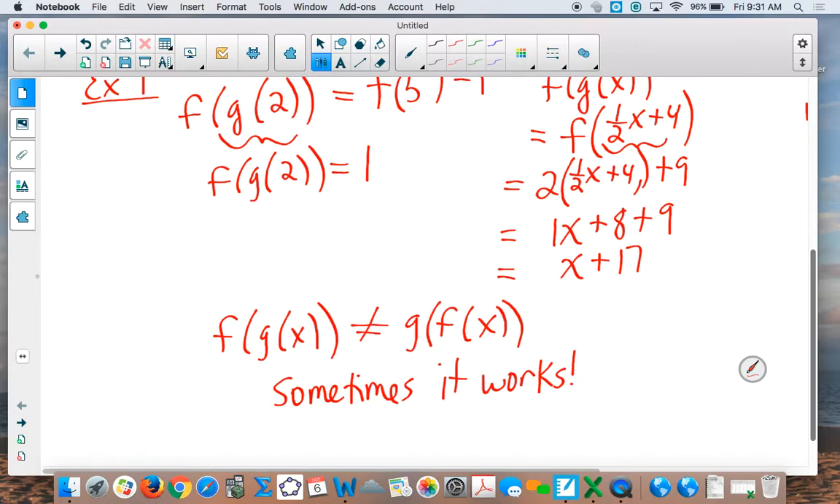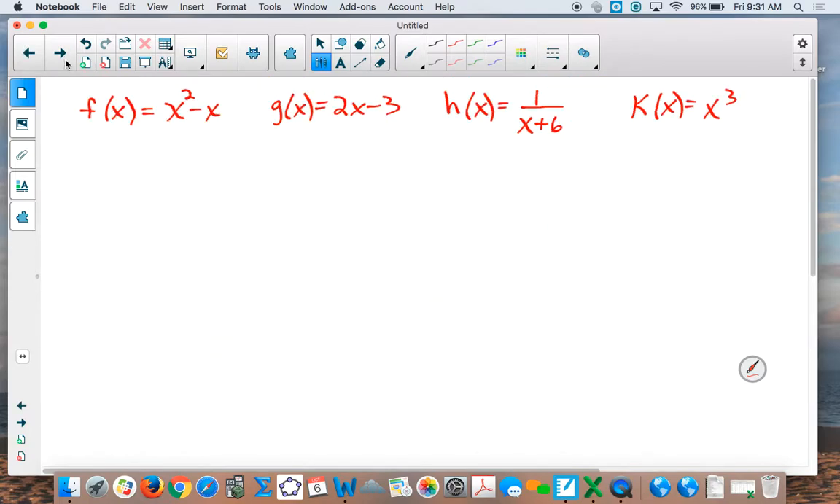All right, so let's look at some more examples. We have some functions here. So let's say that we wanted to do f of g of x. Okay, we'll try another algebraic one. This means we're going to take our g function, which is 2x minus 3, and now input that into f. Let me just fix that there.